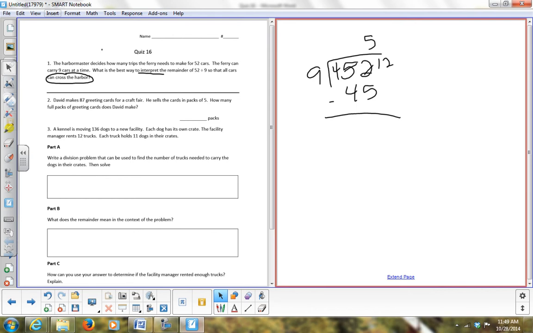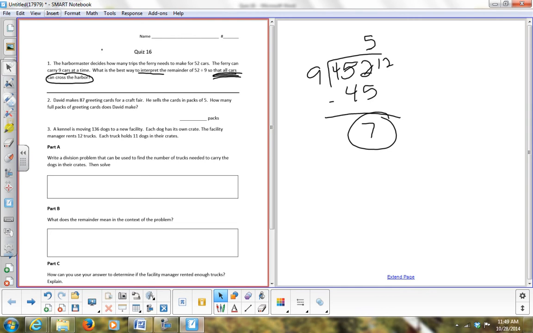12 minus 5 is? 7. Okay, so I'm going to have 7 cars left over, right? It can go 5 times with a full load, and then I'm going to have 7 cars left over. Okay, so what am I going to do with this remainder? Can I have 7 cars left over? No, because the problem tells me that all cars must cross. So what am I going to do?